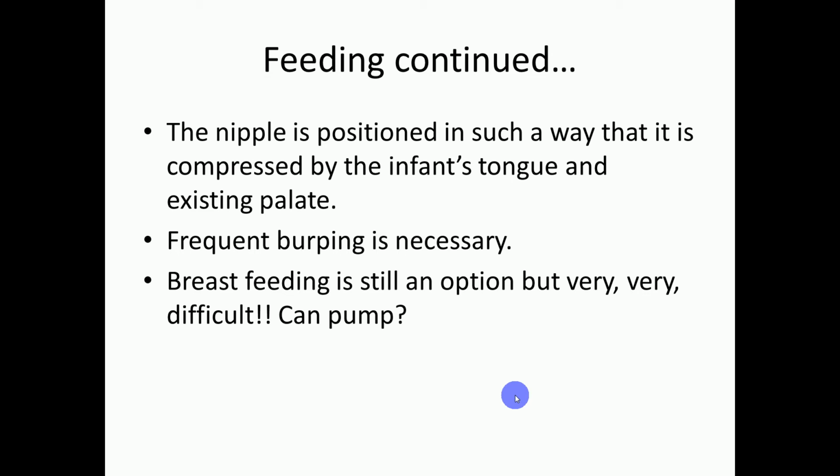Again, burping frequently is needed. Breastfeeding is an option, but it is difficult. But you still should allow that option and explore options and let them have information that will help them make an informed decision. And pumping is always an option as well. Especially with cleft palate, sometimes they have to work twice as hard to obtain the milk than the actual calories that they consume. And here we are wanting them to gain weight prior to surgery, so that can be an issue.